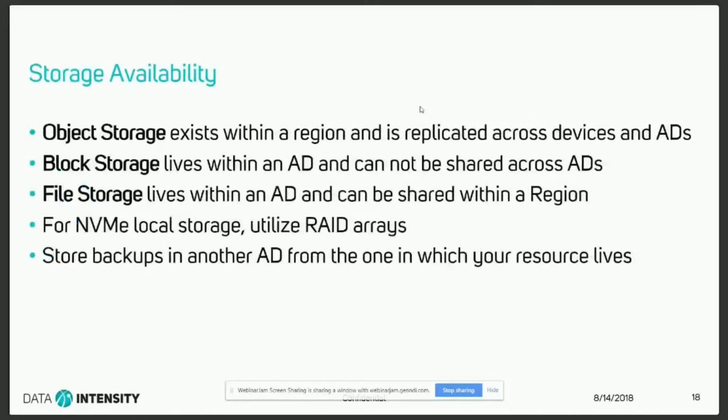Let's talk about storage. There are really three key types of storage that you're going to be working with. One is object storage. Object storage is used for any sort of object requirement, any sort of backups that you would typically take. Object storage exists within a region and is replicated across devices and availability domains. Block storage, on the other hand, lives within an availability domain, but it can't be shared across availability domains. So there are some restrictions there in terms of how you leverage block storage. And then file storage lives within an availability domain, but it can also be shared within a region.